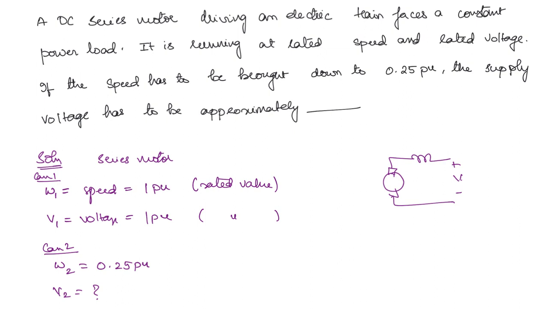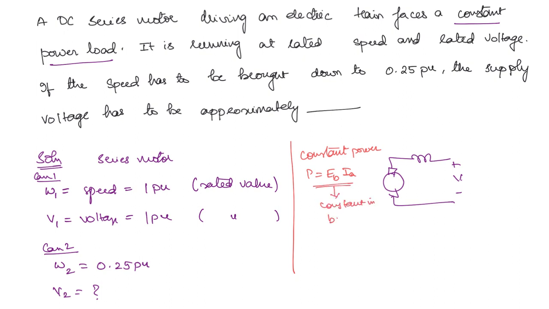Okay. Another important information that we have is the load is a constant power load. So what is meant by constant power? P is equal to the back EMF into the armature current. This is staying constant in both cases. Okay, same in both cases. So using this information, now we have to find out V2. Now since no other parameters are given and the armature resistance is also not mentioned, we can take the armature drop to be negligible, and also here it has to be approximately. So that means there will be some approximation.